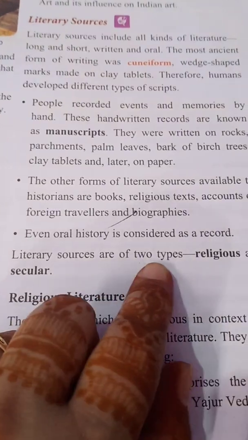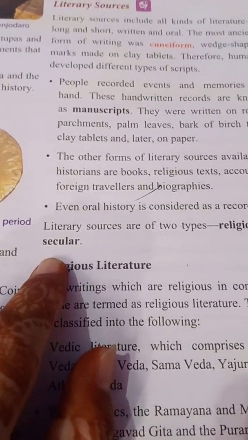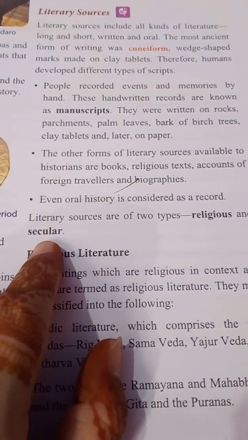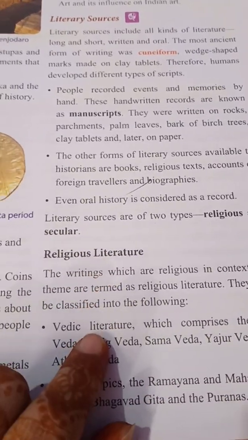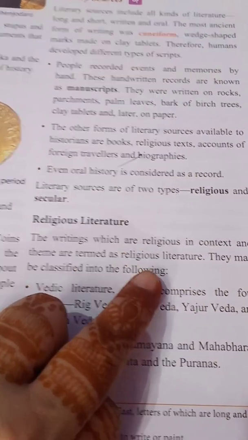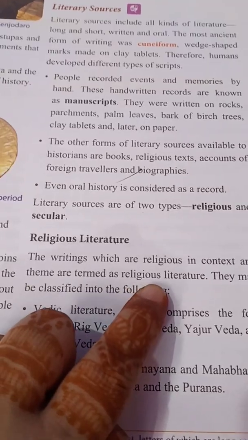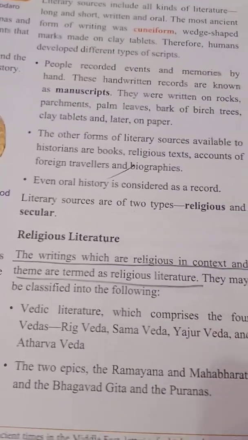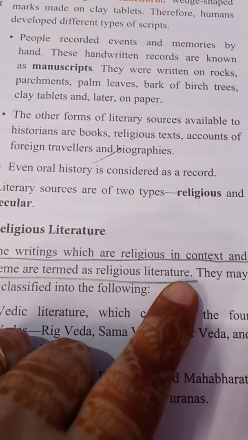Literary sources are of two types, religious and secular. Secular we will see in the next topic. First we will see religious literature. The writings which are religious in context and theme are termed as religious literature.